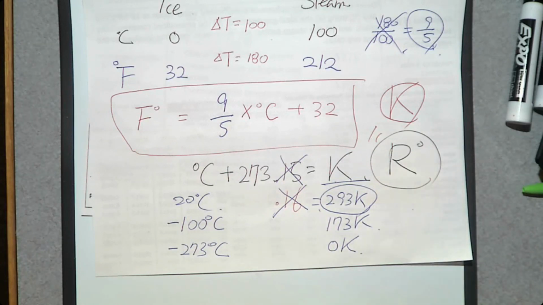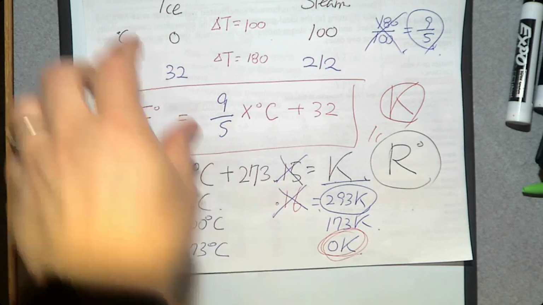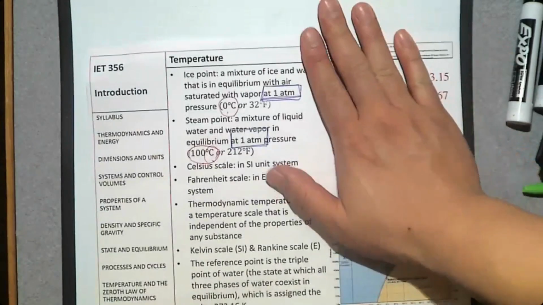So that is Kelvin. It has a very important meaning in physics, so we use it as a standard SI unit. Then what is Rankine? That's the same thing. 0 Rankine means absolute zero. So that's everything about temperature.